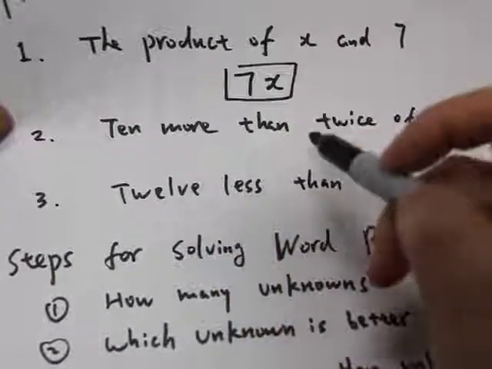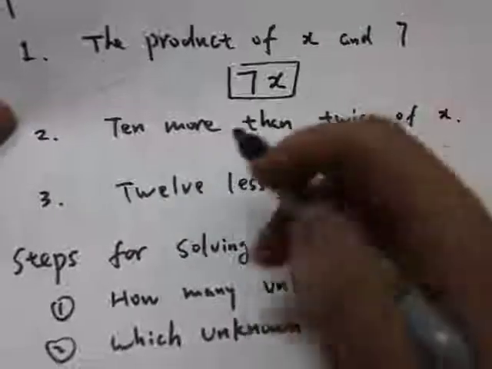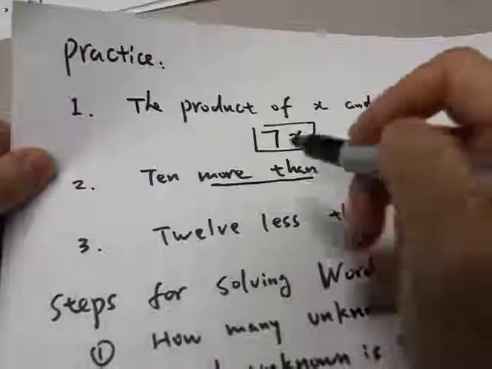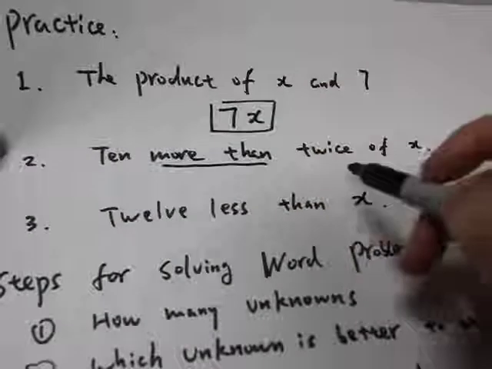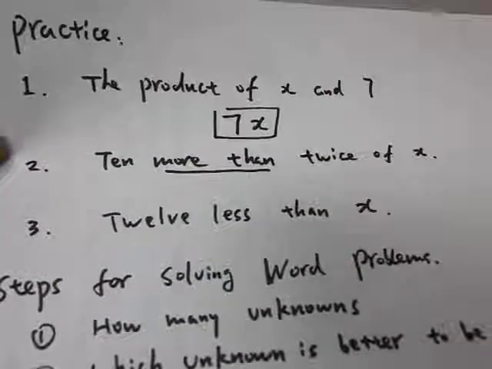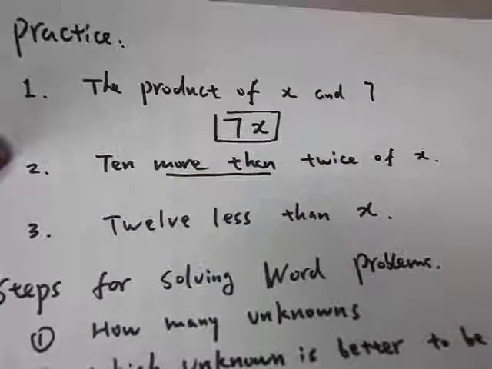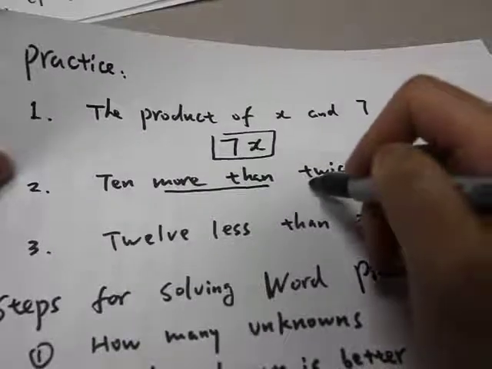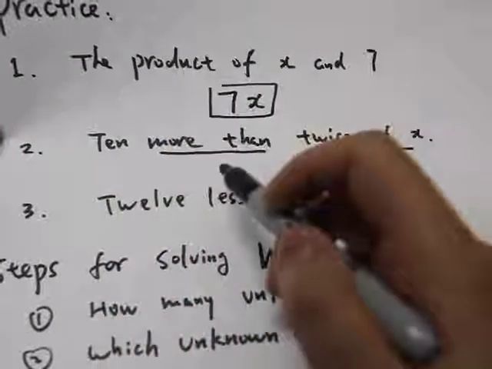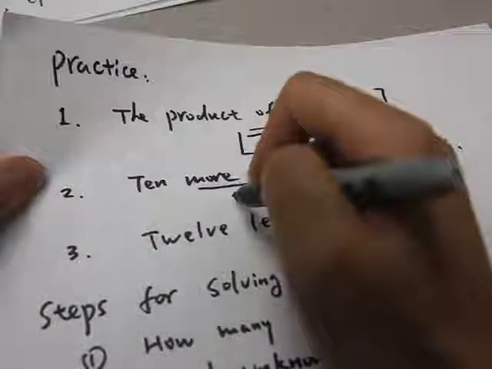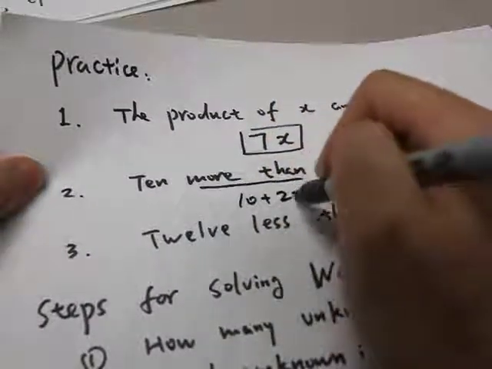10 more than twice of x. Now first, more than, we know more than means plus, right? Twice of x, so twice of x is 2 times x, so 2x. So now we have 10 plus 2x, so the answer is 10 plus 2x.